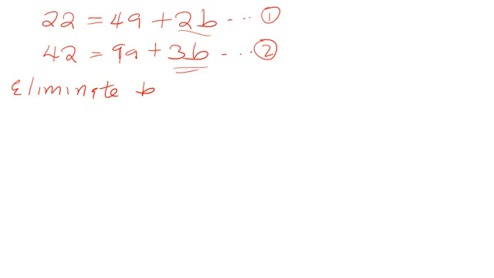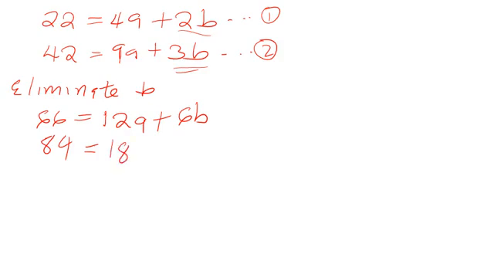So 3 multiplied by 22, that's 66. 66 is equal to 3 times 4, that's 12a, plus 3 times 2b, that's 6b. And the bottom one, 42 times 2, that's 84, which is equal to 2 times 9, that's 18a, plus 2 times 3b, that's 6b.